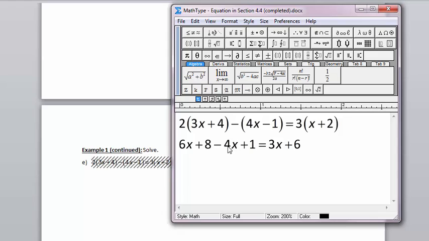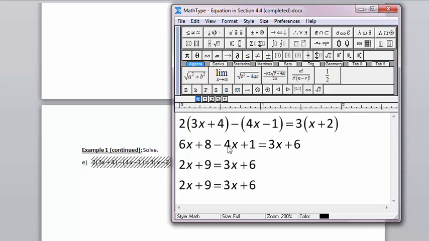Now we want to take any like terms and combine them. So starting with the negative 4x and the 6x, if we combine those, we'll get 2x. And then our positive 8 and our positive 1 will combine to a positive 9.